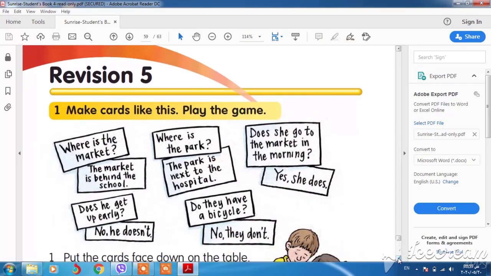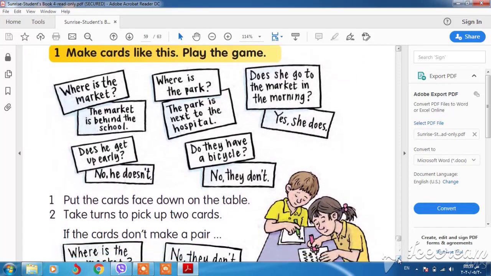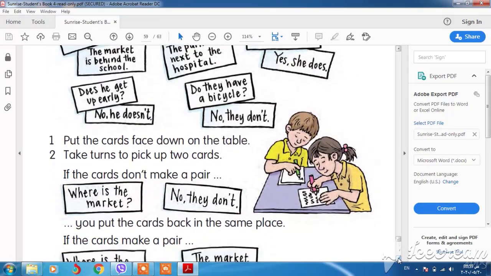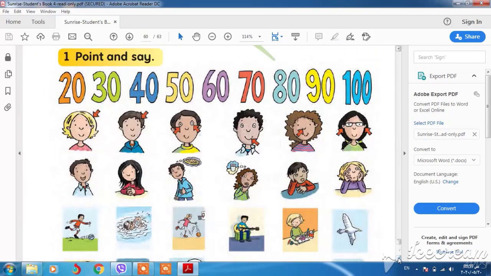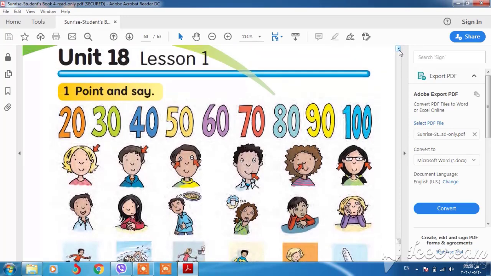We have revision 5. Where's the market? The market is behind the school. Read it carefully. We finished unit 17. Also, it's about unit 18. We finished the whole book, unit 18.